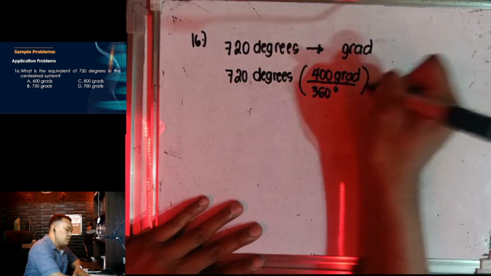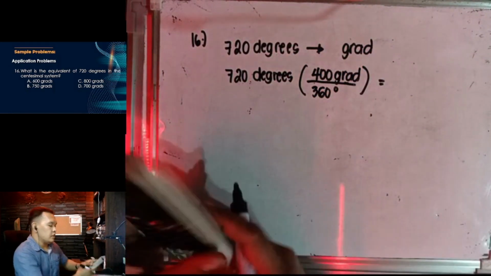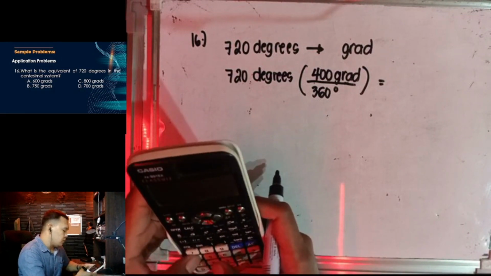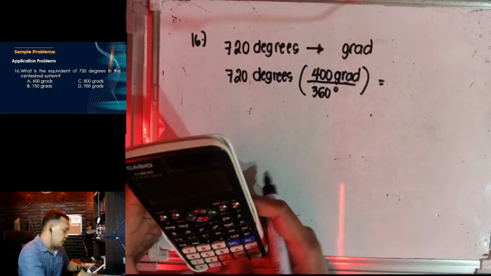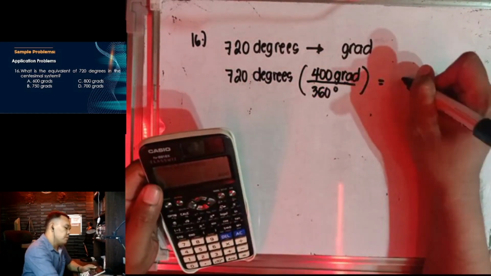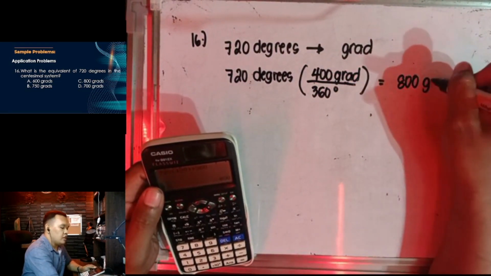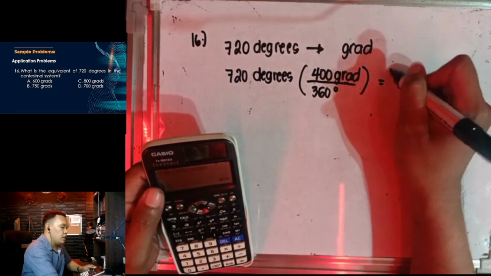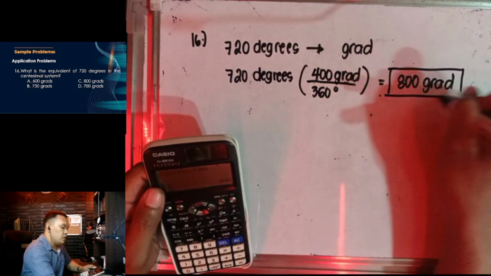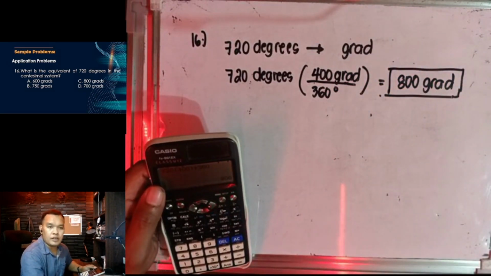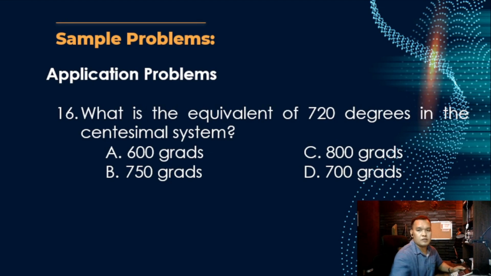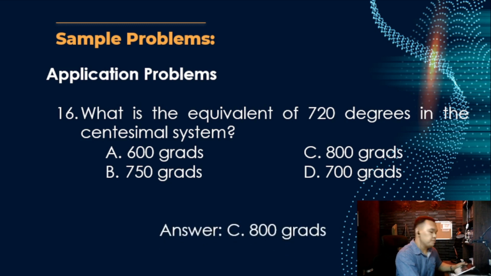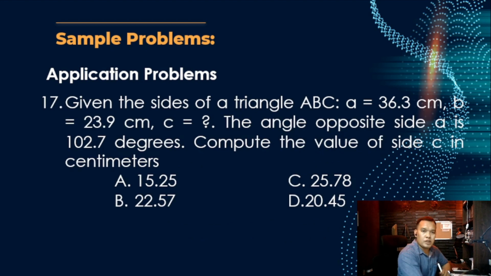To get the value in grade, 720 multiplied by 400 divided by 360. So we have here 800 grade. So the answer for 720 degrees is equivalent to 800 grade. So the answer is letter C. Okay? So next, let's proceed to number 17.